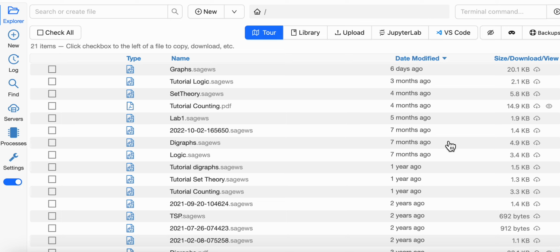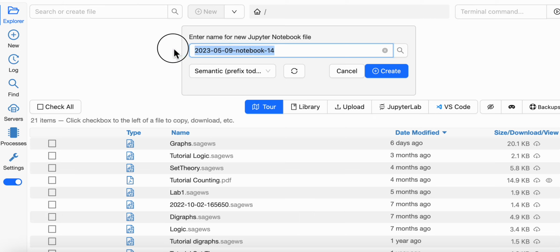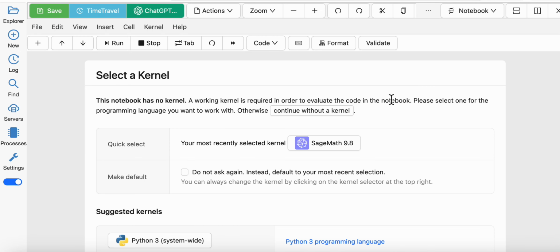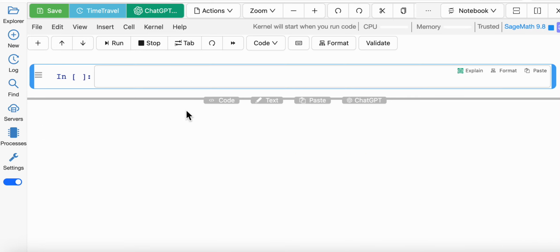To solve a recursion problem in Sage, we are going to start by creating a new Python notebook. So we write here whatever name we want for our recursion, let's say create. And so here we're going to say that it should be a Sage notebook.